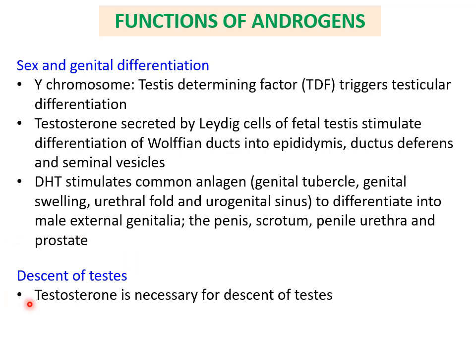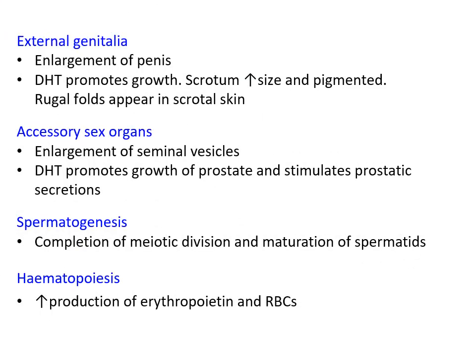Androgens is very important in the descent of testes. Androgens are important in causing the enlargement of the genitalia, the penis, scrotum, as well as the accessory sex organs, the seminal vesicles, and the prostate glands. It also stimulates the prostatic secretions. Androgens, as I mentioned, testosterone is important in completion of the spermatogenesis, as well as maintaining the process of spermatogenesis.